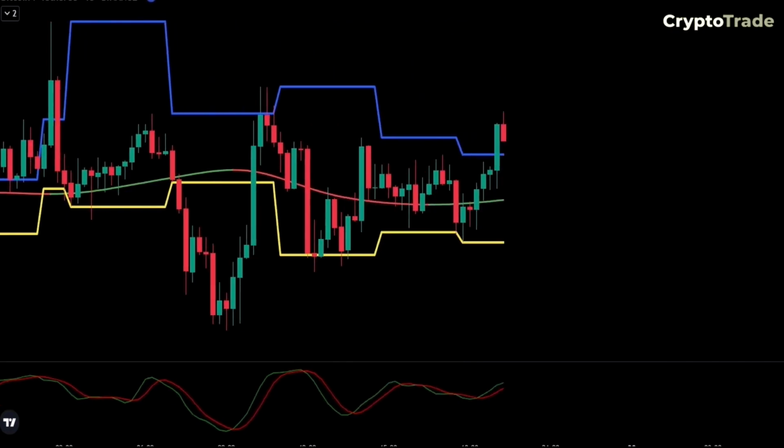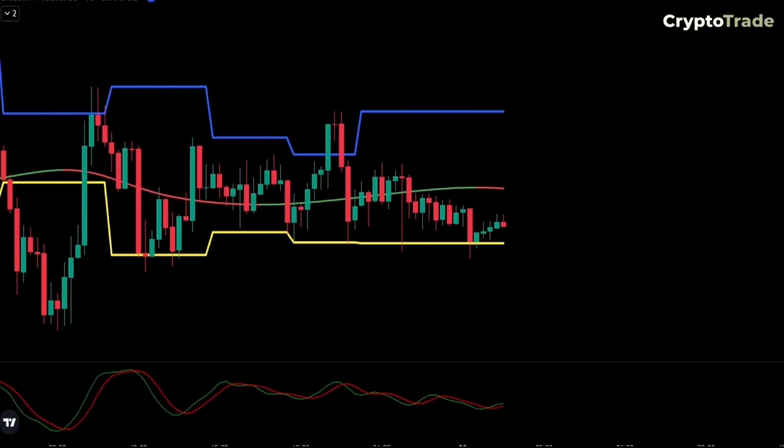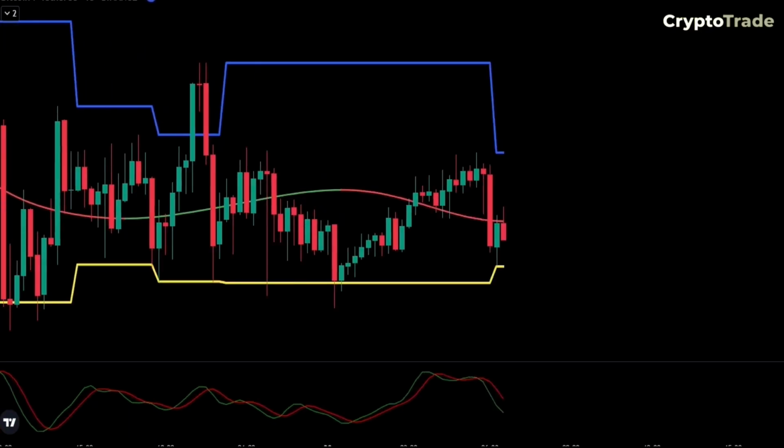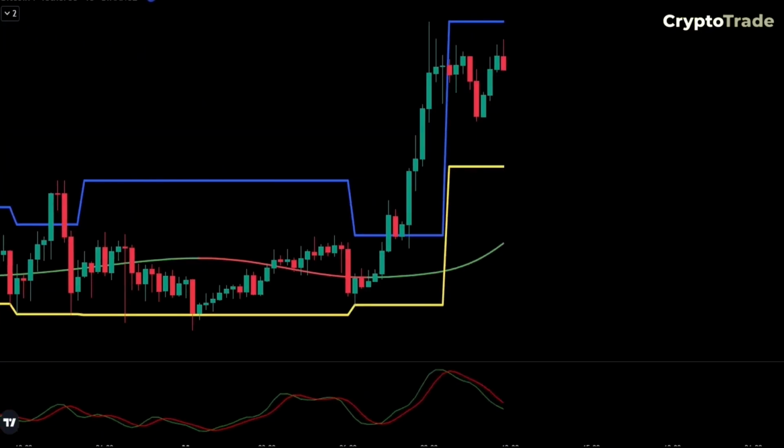Here are 5 reasons. These indicators can be used together to provide a more comprehensive view of the market by providing different perspectives on the same data.